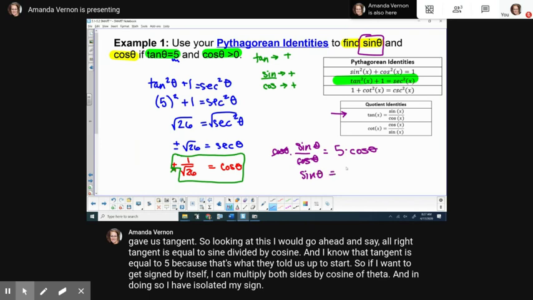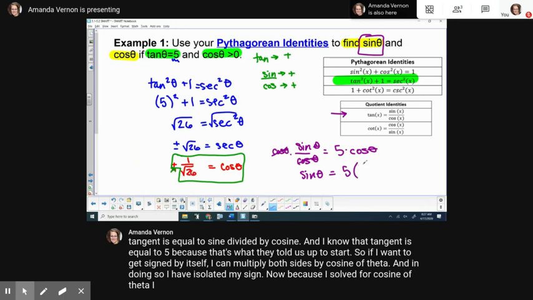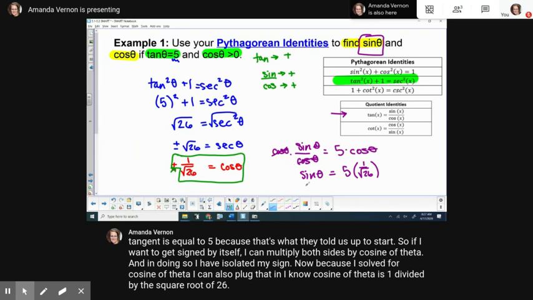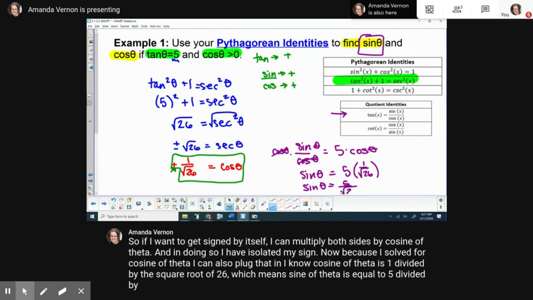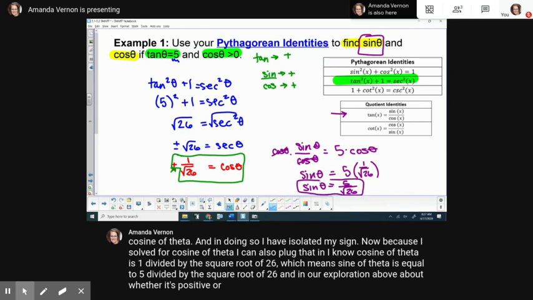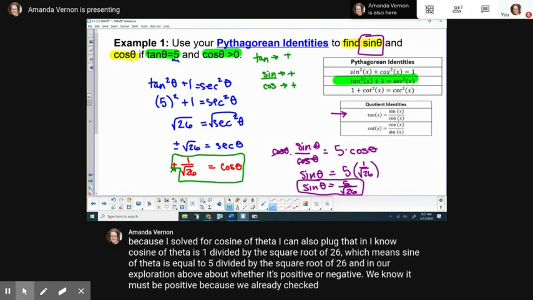Now, because I solved for cosine of theta, I can also plug that in. I know cosine of theta is 1 divided by the square root of 26, which means sine of theta is equal to 5 divided by the square root of 26. And in our exploration above about whether it's positive or negative, we know it must be positive because we already checked that at the beginning.